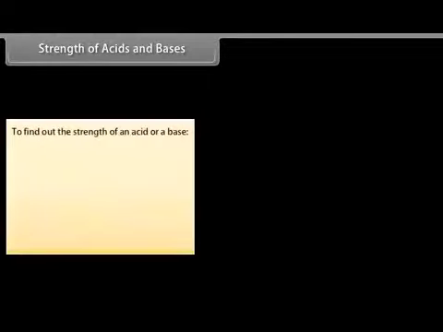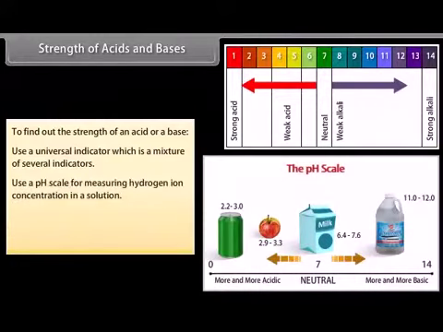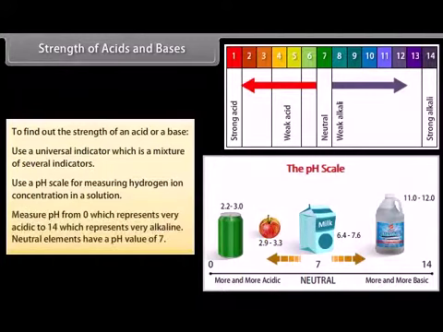Strength of acids and bases. You need to use a universal indicator to find the amounts of ions present in a solution or to find out how strong an acid or base is. The universal indicator is a mixture of several indicators. It shows different colors at different concentrations of hydrogen ions in a solution. A pH scale is a scale of measuring hydrogen ion concentration in a solution. You can measure pH from 0, which represents very acidic, to 14, which represents very alkaline. Neutral elements have a pH value of 7.